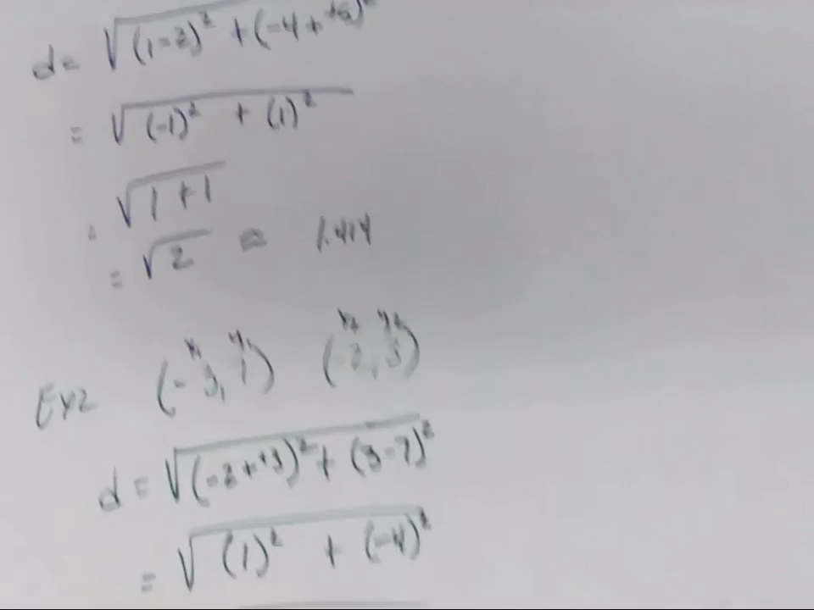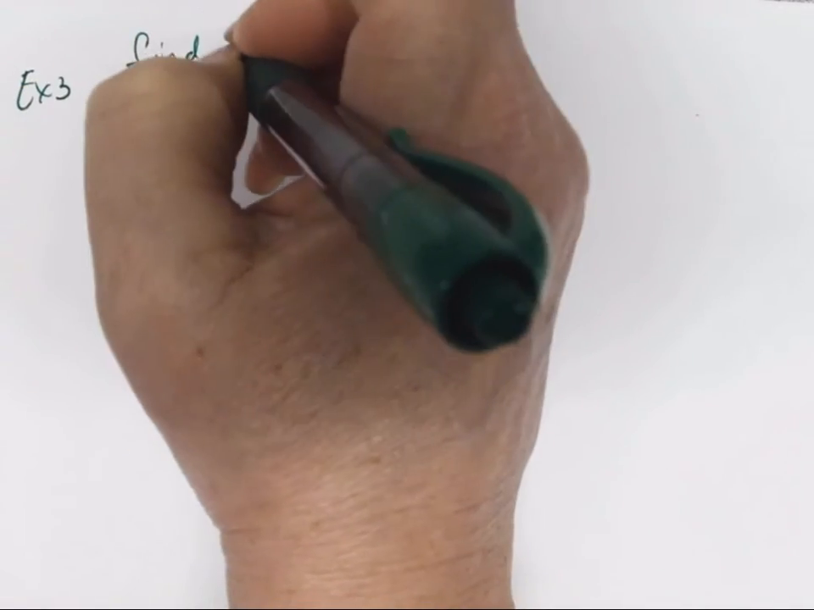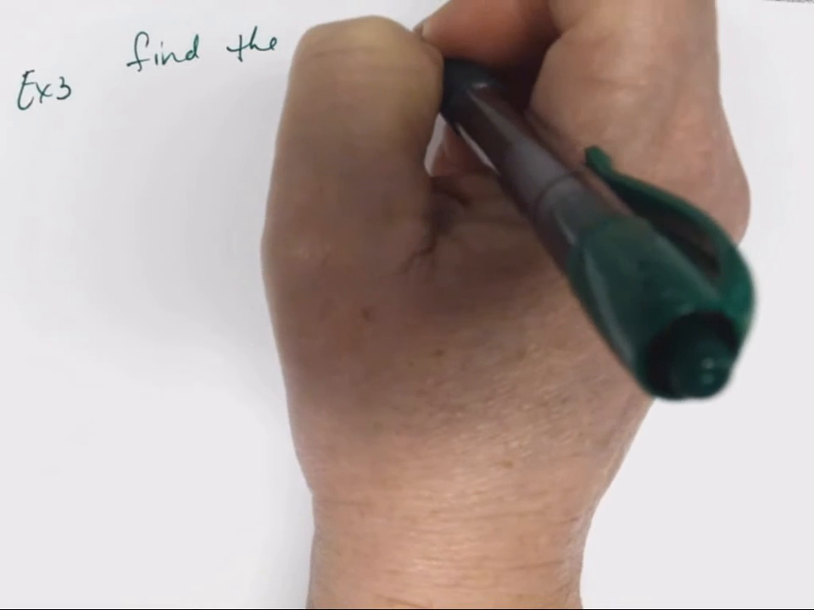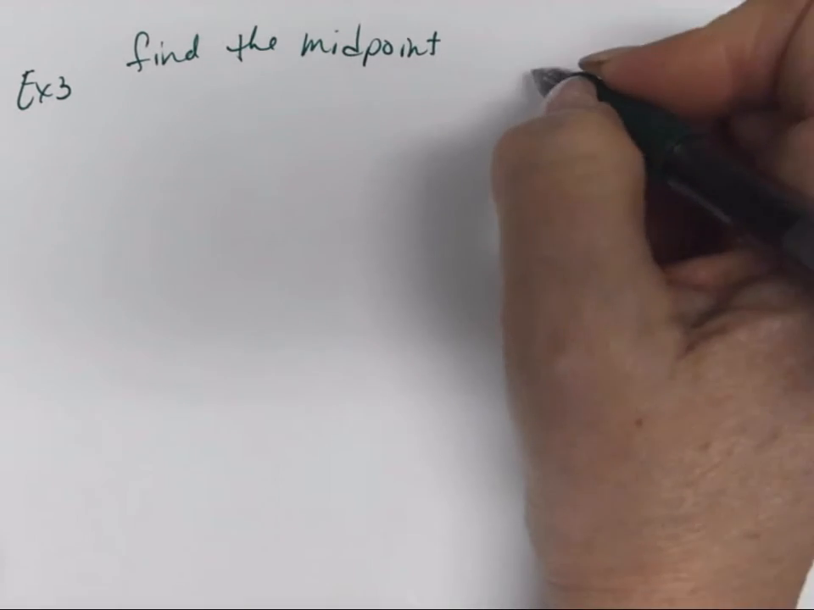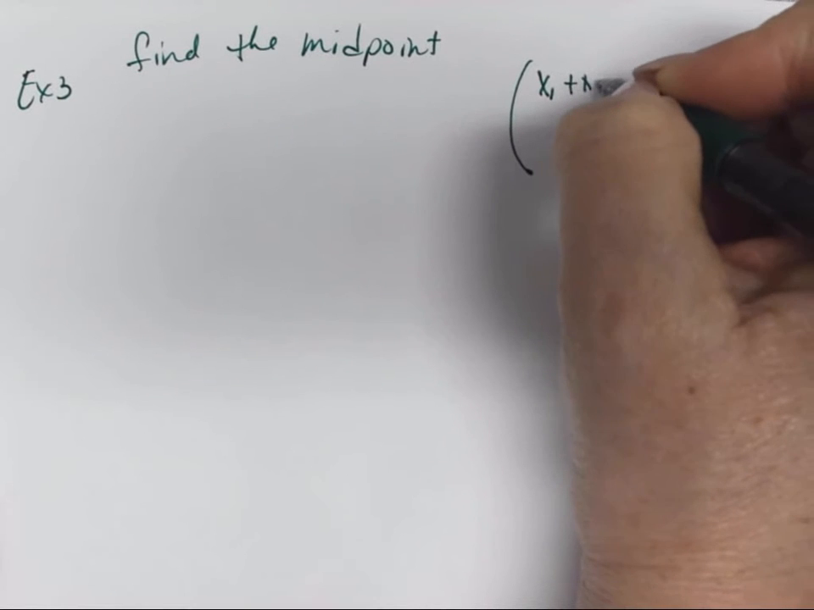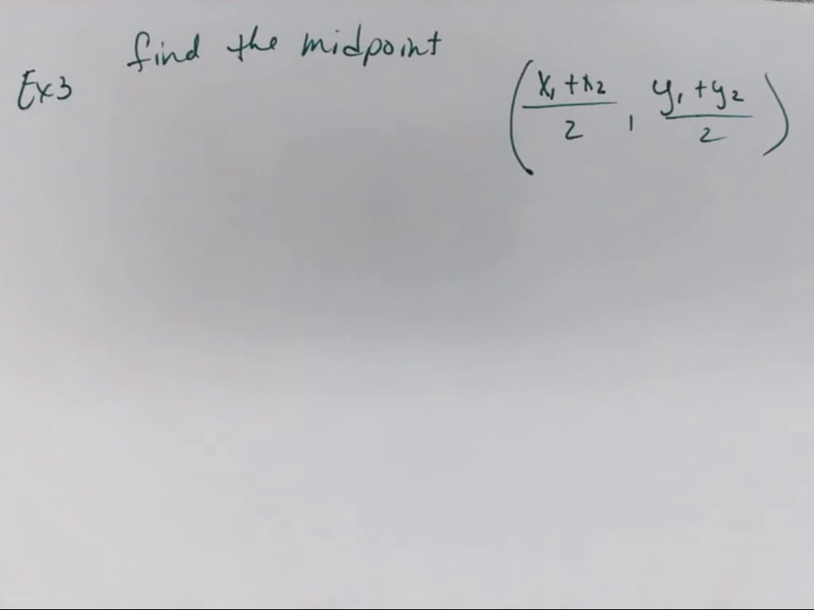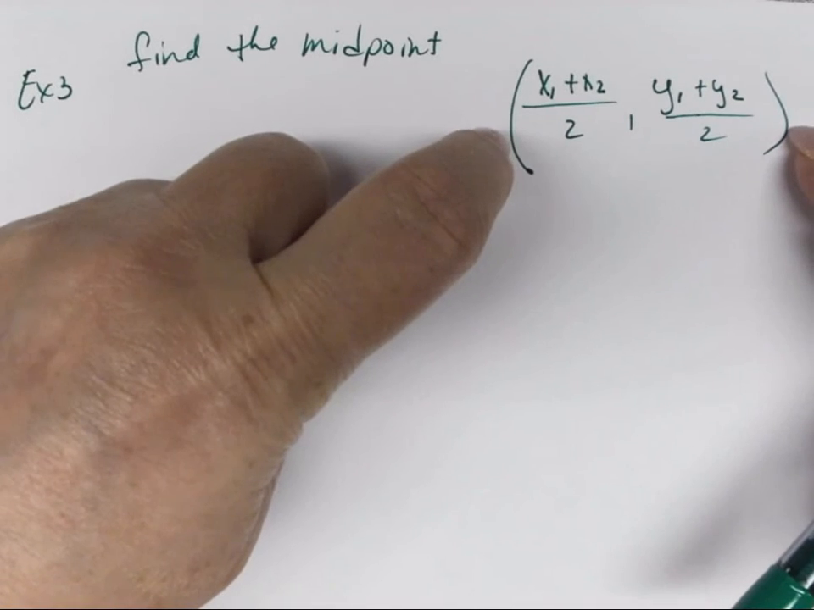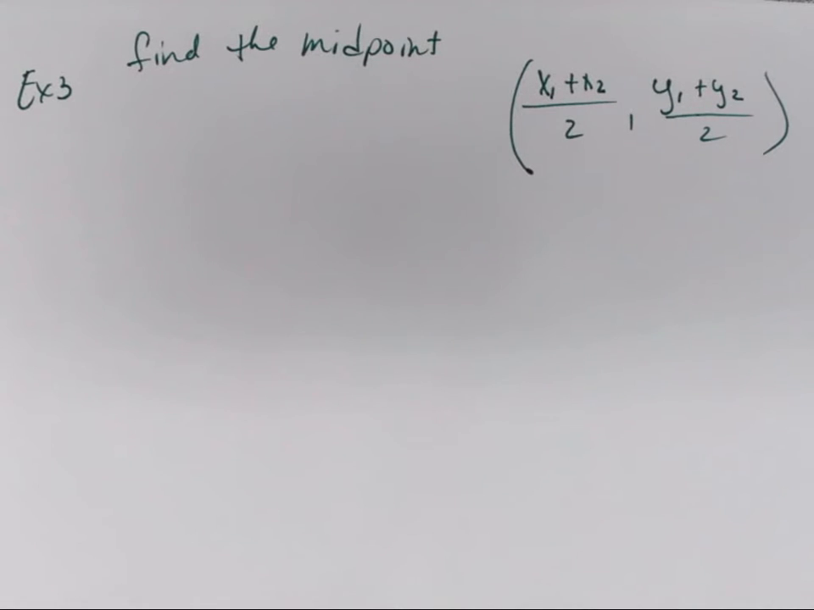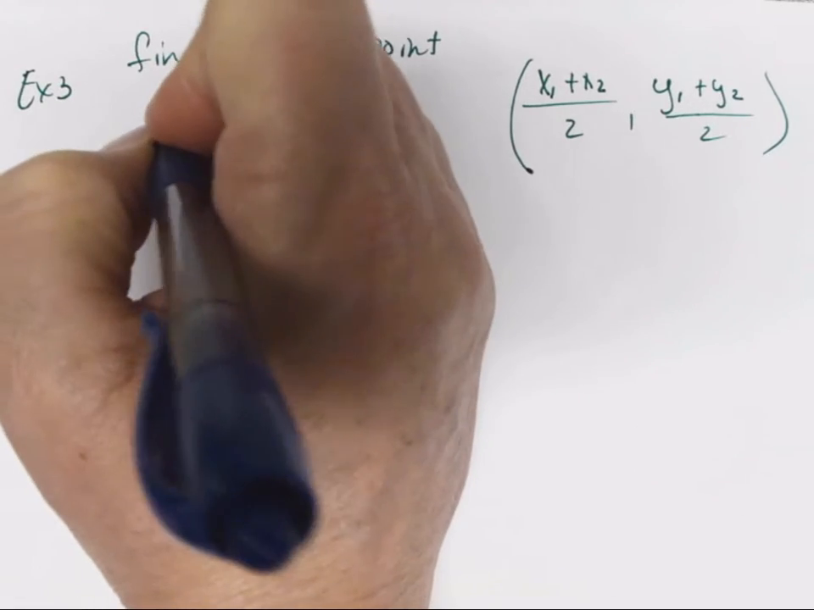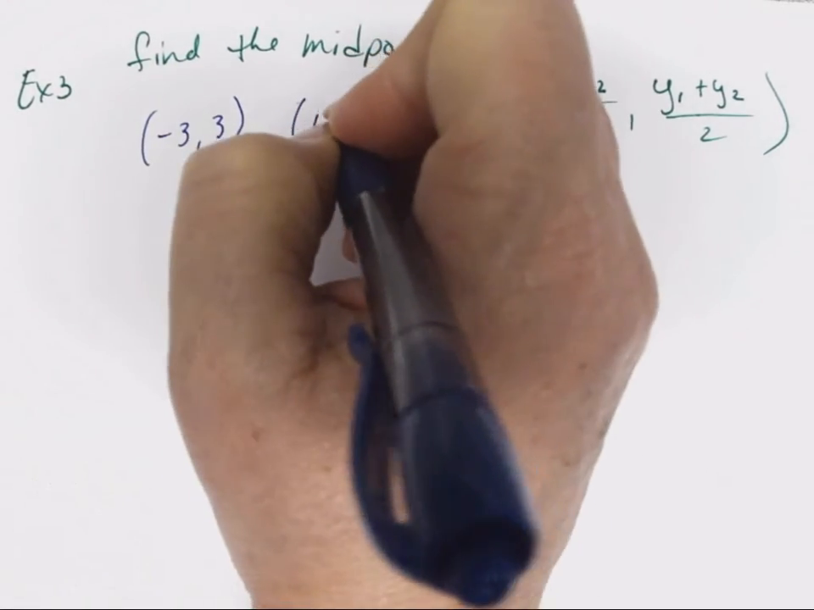The next example we're going to look at will be our midpoint. So the midpoint, this will be example three, and we're going to find the midpoint. Again, that's the point in the middle between two points. And remember, our formula is going to be x sub 1 plus x sub 2 over 2, y sub 1 plus y sub 2 over 2. So basically, you're adding those two values together, dividing by 2. The parentheses are really important because it is a point. So if you're in my class, if you don't put the parentheses, you'll lose a point on the exam because you need to put those on there. All right, so our first set of points are going to be negative 3, 3, and 1, 0.